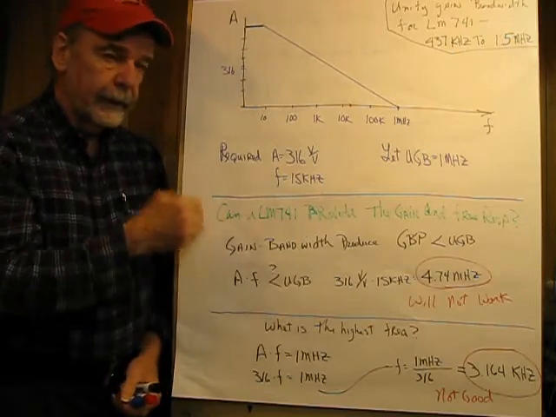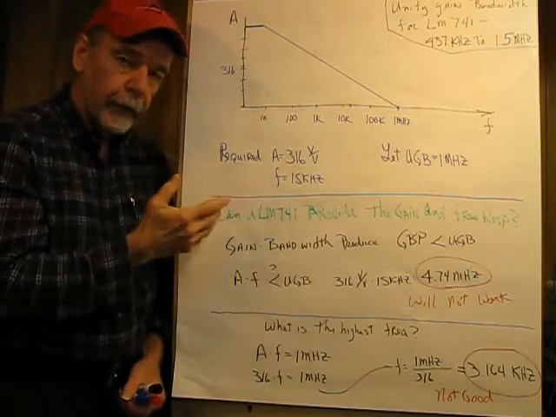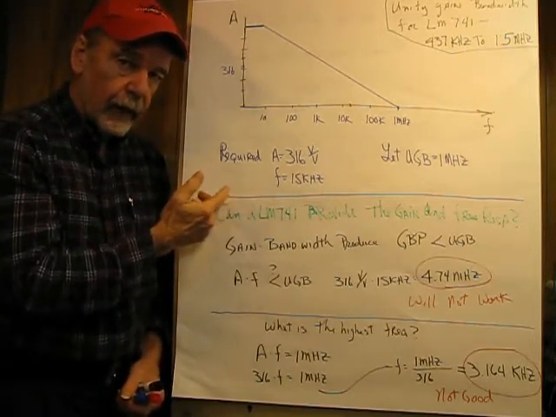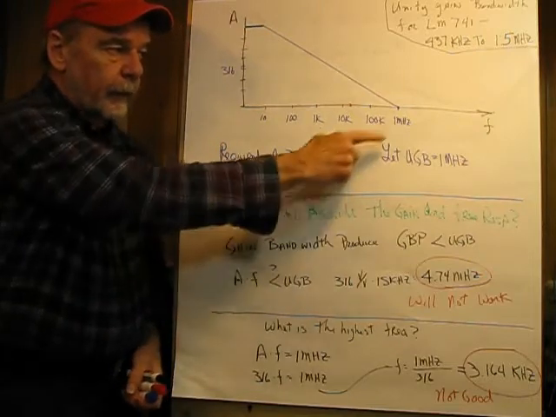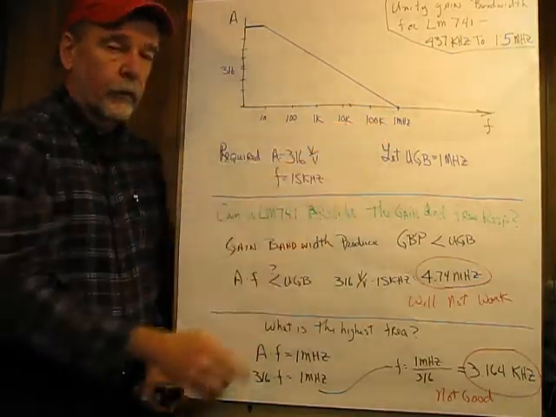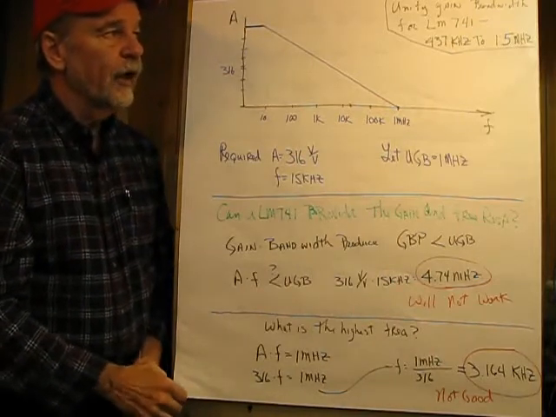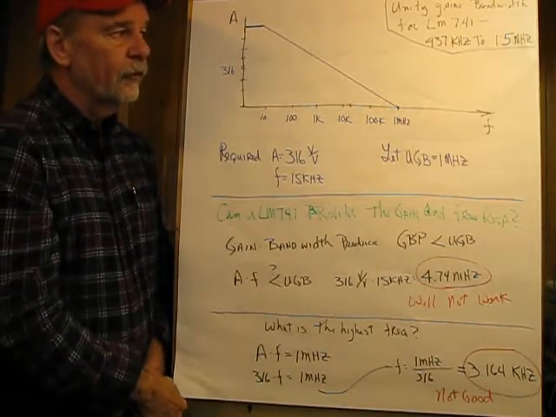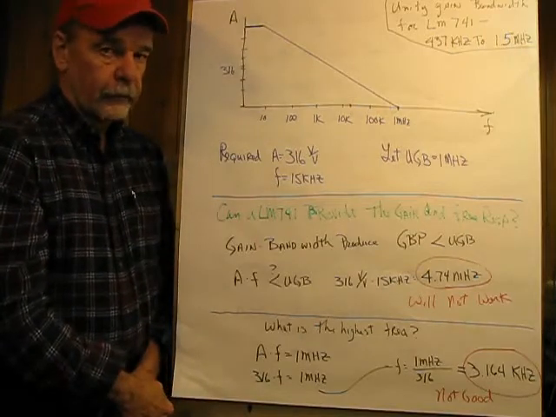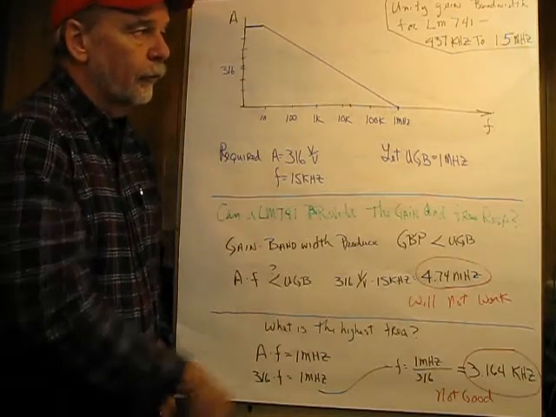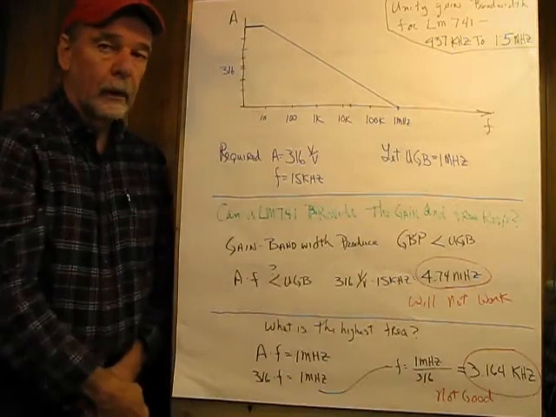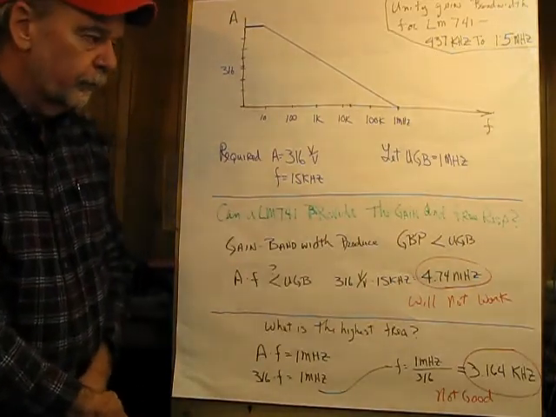So for a non-inverting configuration operating at a gain of 1, we're going to let that be 1 megahertz. And that falls within the range of the specified unity gain bandwidth for an LM741, which is a relatively poor 737 kilohertz up to 1.5 megahertz.